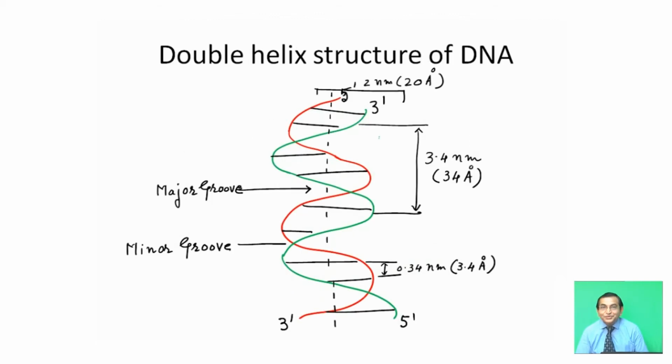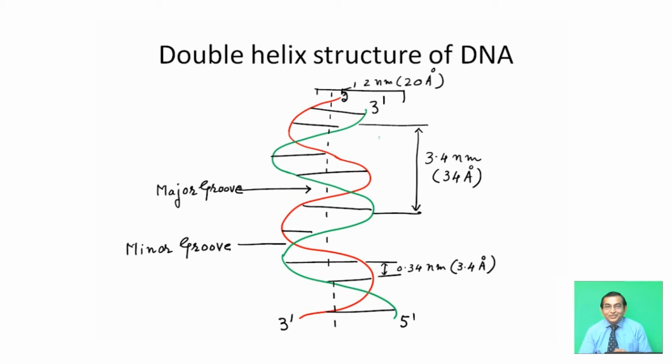Now in the double helical structure proposed by Watson and Crick, the 2 strands are complementary. Here one is red and one is green, 2 strands which are complementary. One is 5 prime to 3 prime, another is 3 prime to 5 prime. The bases A, T, G, C are stacked on each other, and they are 3.4 angstrom or 0.34 nanometer apart.